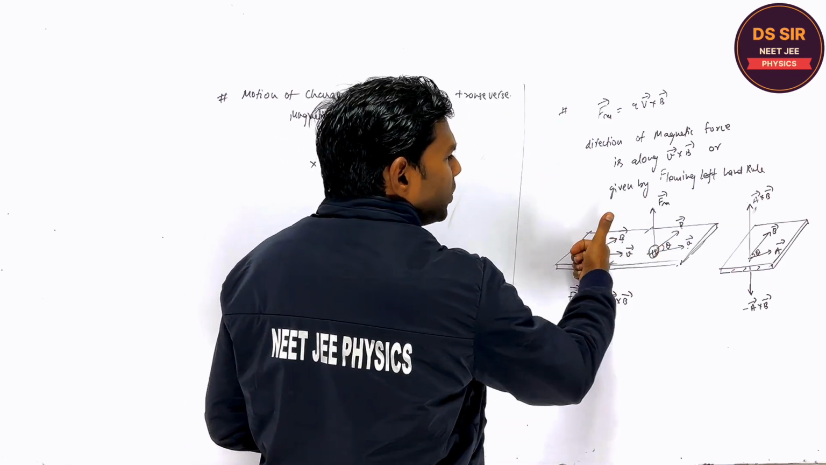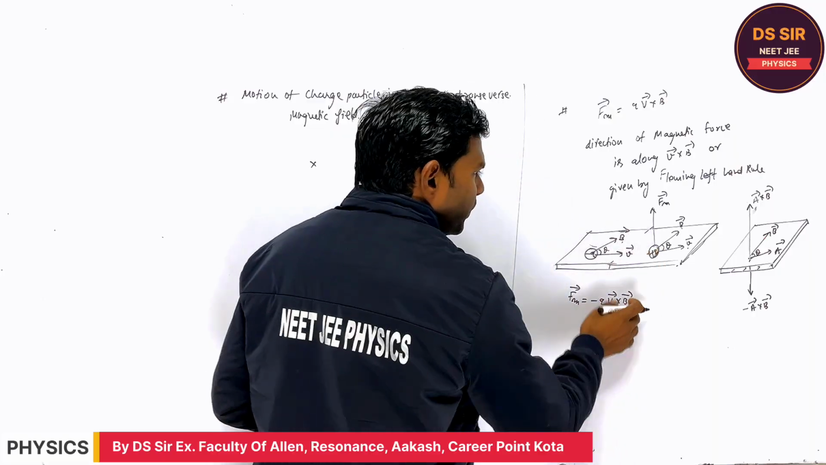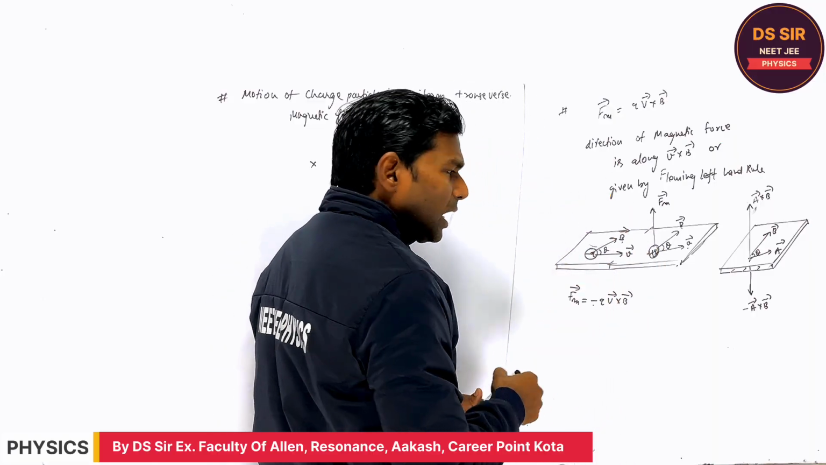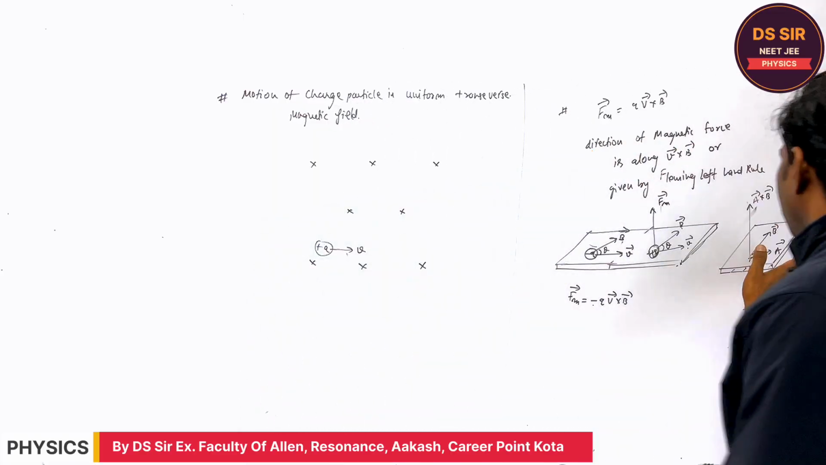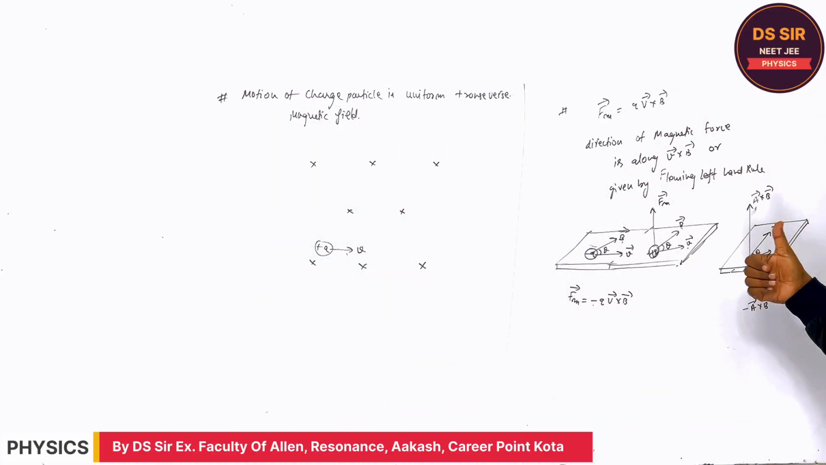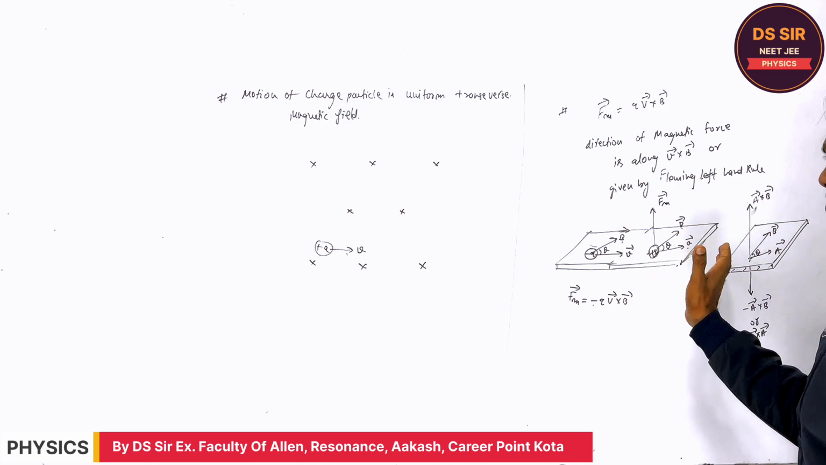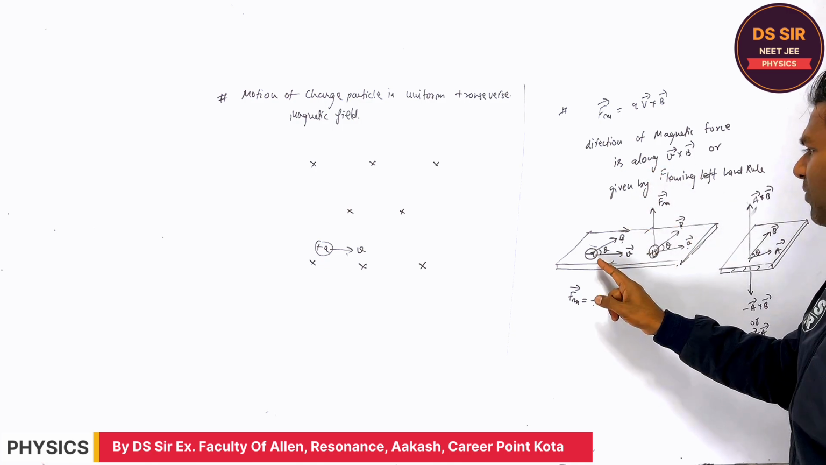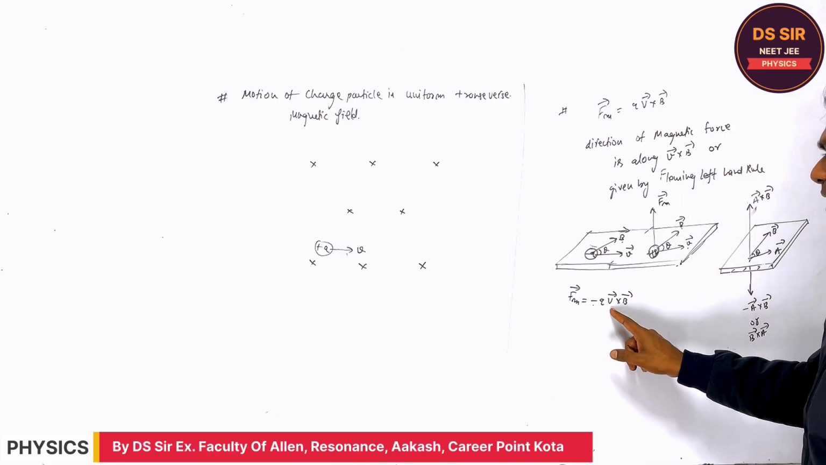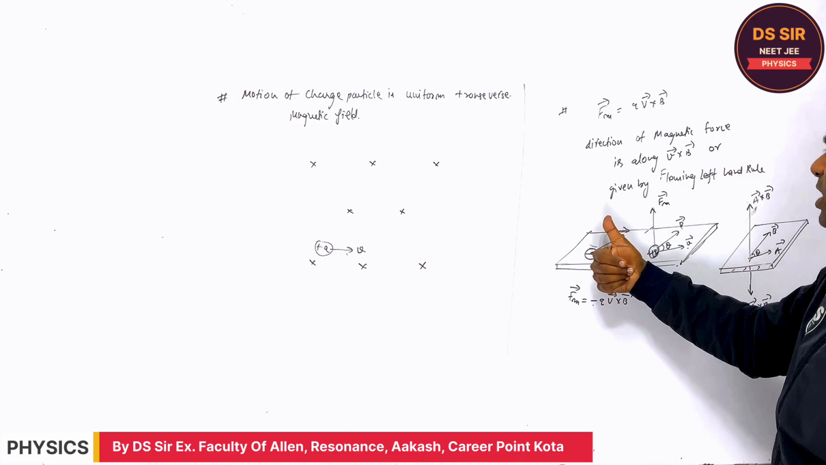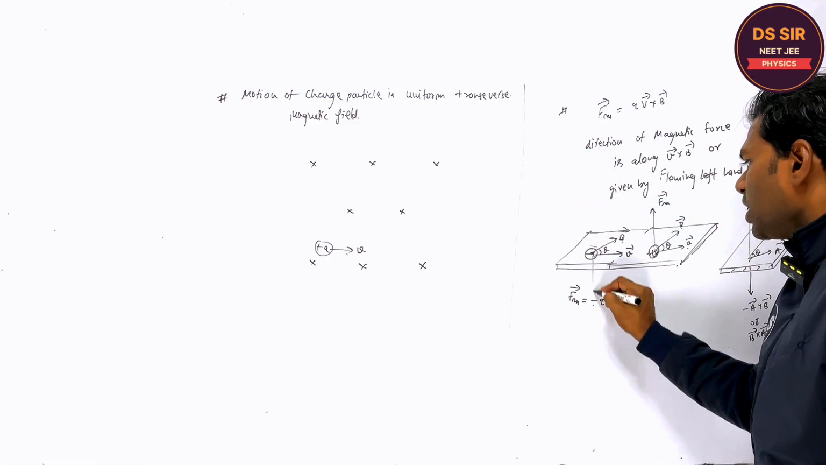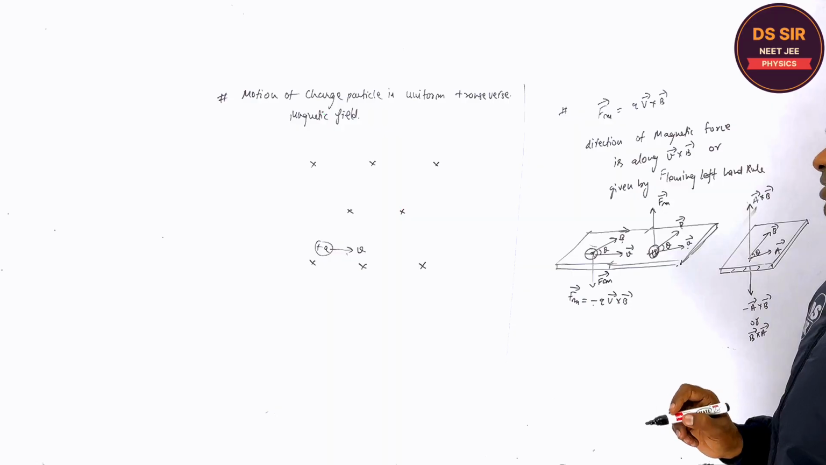This is the v cross B direction, but the force is opposite to v cross B. For example, if this is A cross B, then this direction is B cross A, or you may write minus A cross B. So if this is the plus q charge, the force is along v cross B, but if it is a minus charge, the force is opposite to v cross B. This is the direction of the magnetic force.